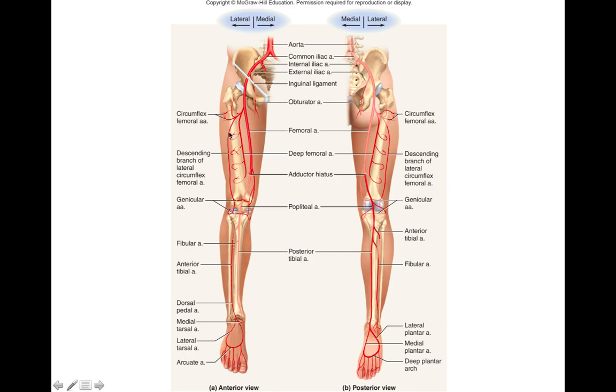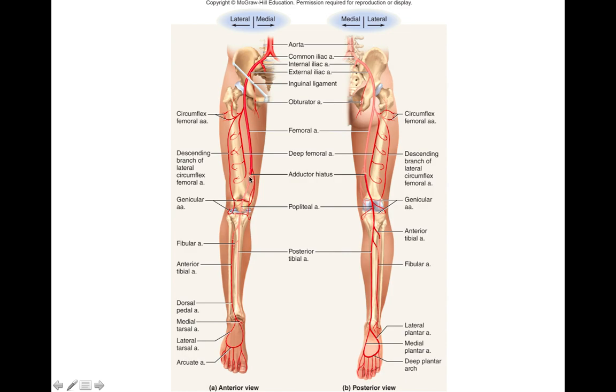Down here you can see the descending branch of the lateral circumflex femoral artery. So here's your circumflex femoral artery, and this is just the descending branch of that artery. We're going to come back to this femoral artery and follow it down. As it crosses the knee, we're going to change its name to the popliteal artery.